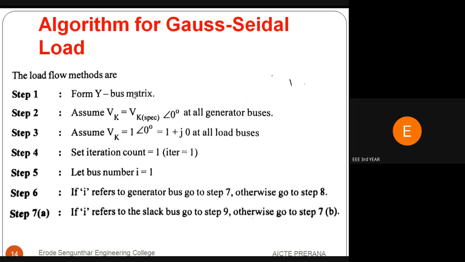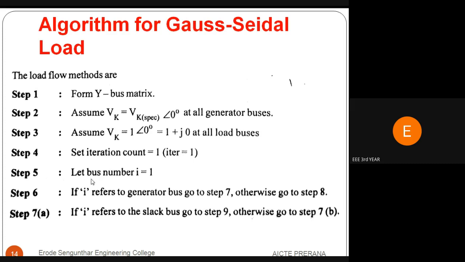For all generator bus, we have to assume Vk equal to Vk specific. Then assume Vk equal to 1 at an angle 0. That is, for polar form, 1 at an angle 0; for rectangular form, 1 plus J0. For load bus, we have to assume Vk as 1 plus J0 for rectangular form. Step 4: set iteration count 1. First, we have to start our iteration.